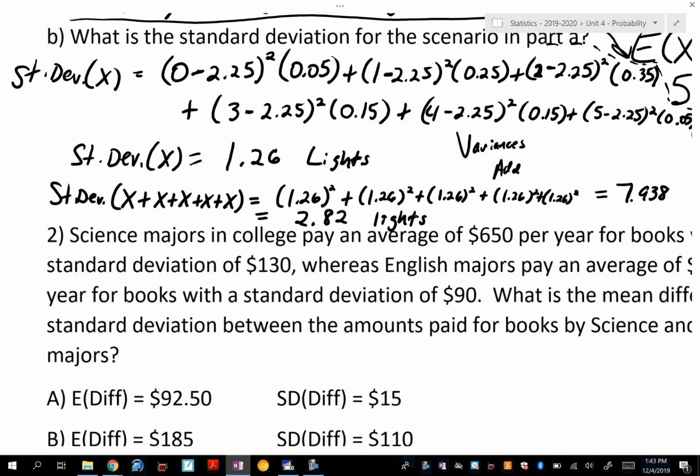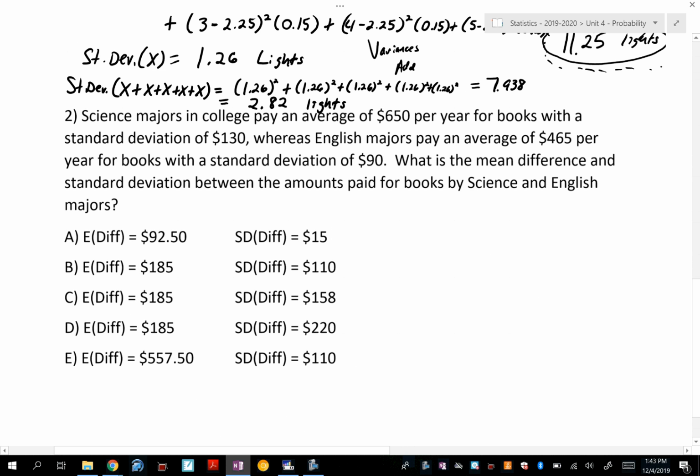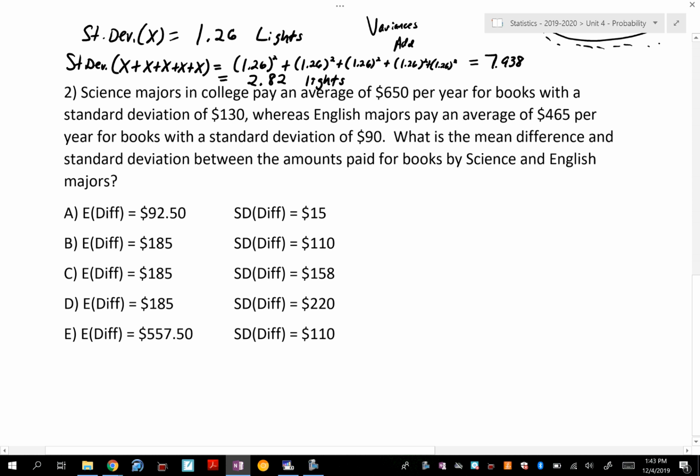All right. Let's look at problem number 2 together. I'm not sure if everyone had a chance to look at it. But number 2 is a multiple choice question, and tomorrow's quiz is going to have a multiple choice question, just for fun. So we've got science majors and English majors, and it wants us to find the mean difference and standard deviation between the amounts that they pay for books between the 2 majors. So the key word I see is difference.